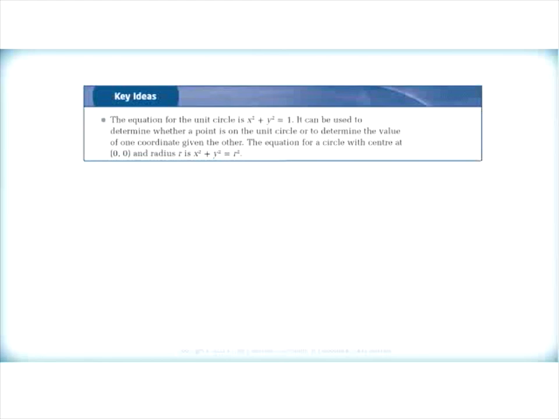Okay, summarize the key ideas here. Simply this. The equation of a unit circle is x squared plus y squared equals 1. It can be used to determine whether a point is on the unit circle, or to determine the value of one coordinate given the other. The equation of the circle with a center at 0, 0 and a radius of r is given by x squared plus y squared equals r squared. And that ends this lesson.